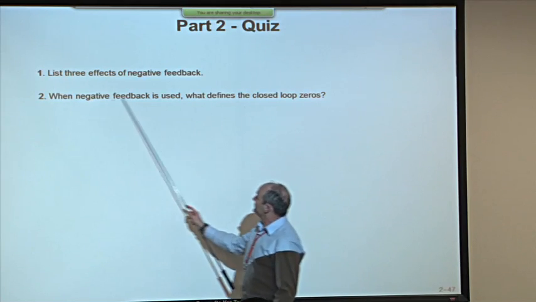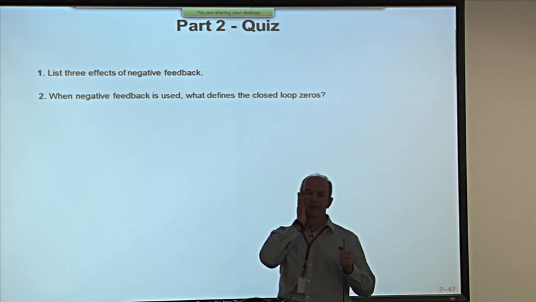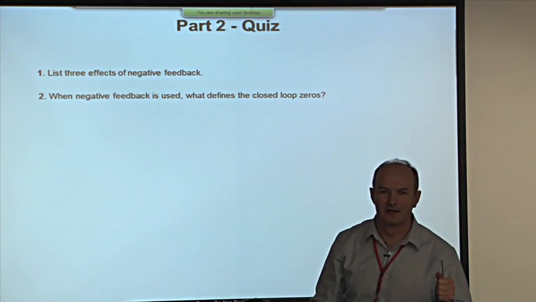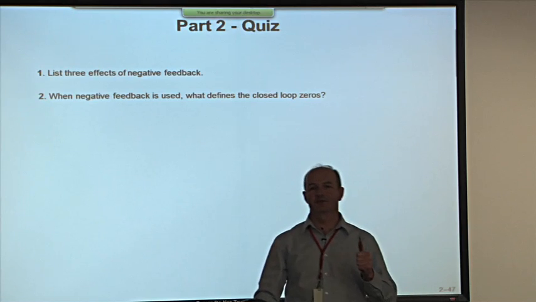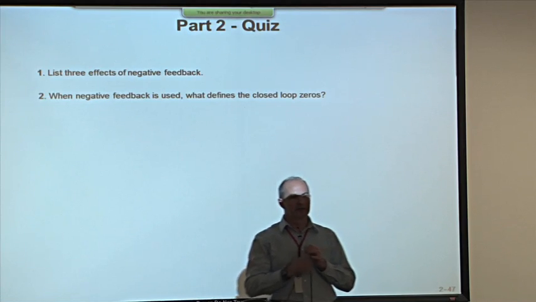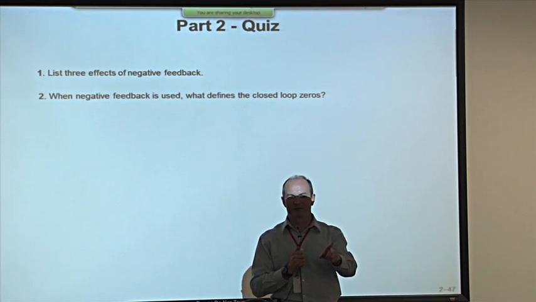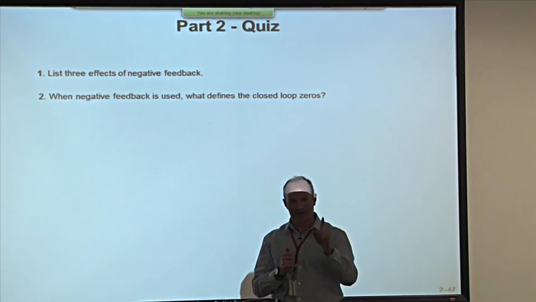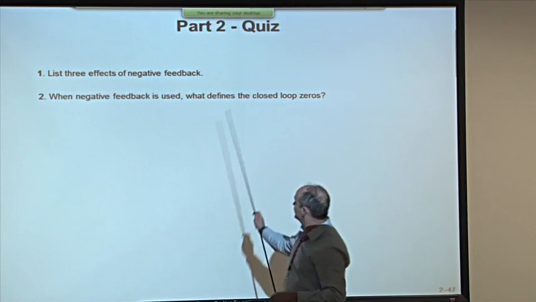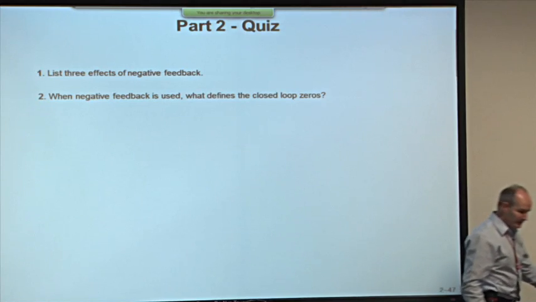When negative feedback is used, what defines the closed loop zeros? Where did the closed loop zeros come from? The closed loop zeros, they came from 2 places. Zeros of the input? You're very close. They are the zeros of the forward path and the poles of the feedback path. Anything that's a 0 in the forward path is also a 0 in the closed loop. Anything that's a pole in the feedback path is also a 0 in the closed loop.